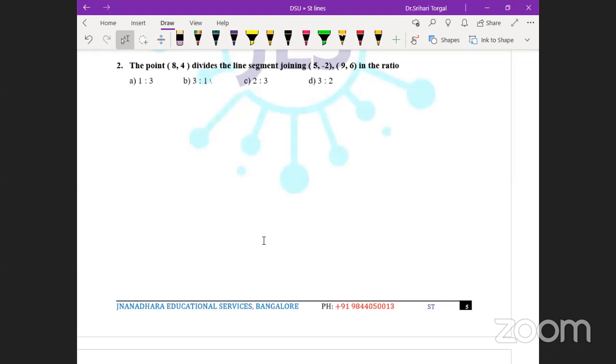Niyati is asking if it is -5 by 2. So if we take, okay, whatever point they have given as the first, you need to take that coordinate in the numerator. Let's move on to the next question, number 2. The point (8, 4) divides the line segment joining (5, -2) and (9, 6) in the ratio. So there is a line now. Let me take a line. Its one end is (5, -2).